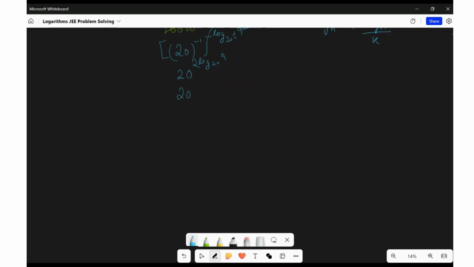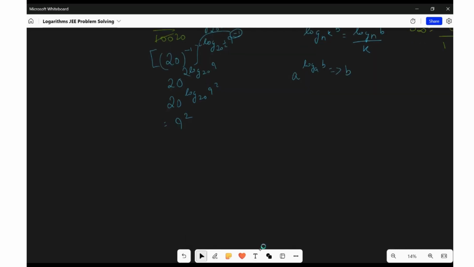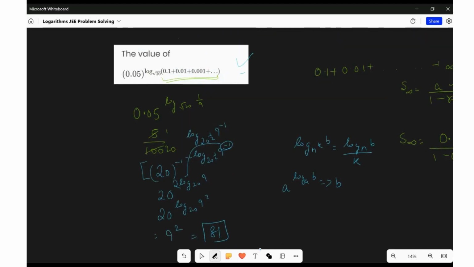Now 20 to the power log 9 square to the base 20, and now we know that a to the power log b base a is always b. So in this case our answer is 9 square, which is 81. So 81 is the correct answer for this, right? I hope you understood this question since it was very easy to solve. It just required some basic concepts of GP, infinite terms, and some normal laws which we are using continuously in all the questions, right? Let's look at the next problem.